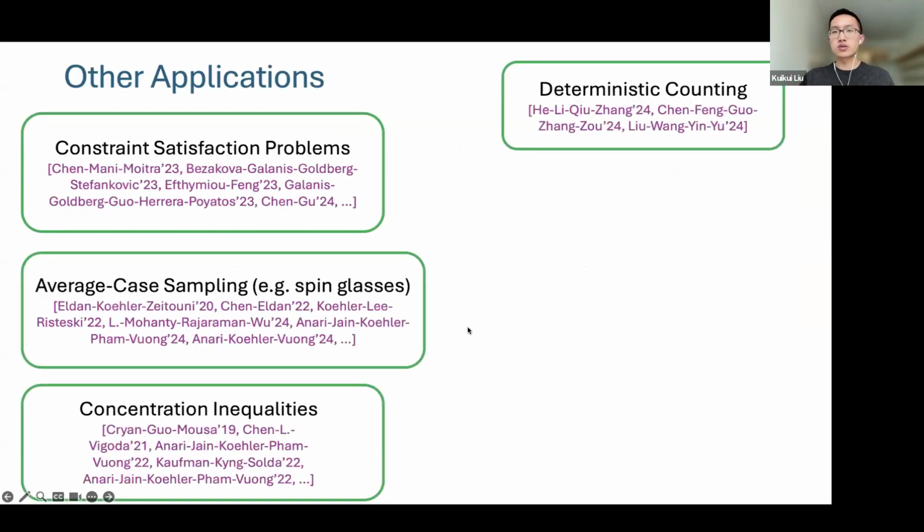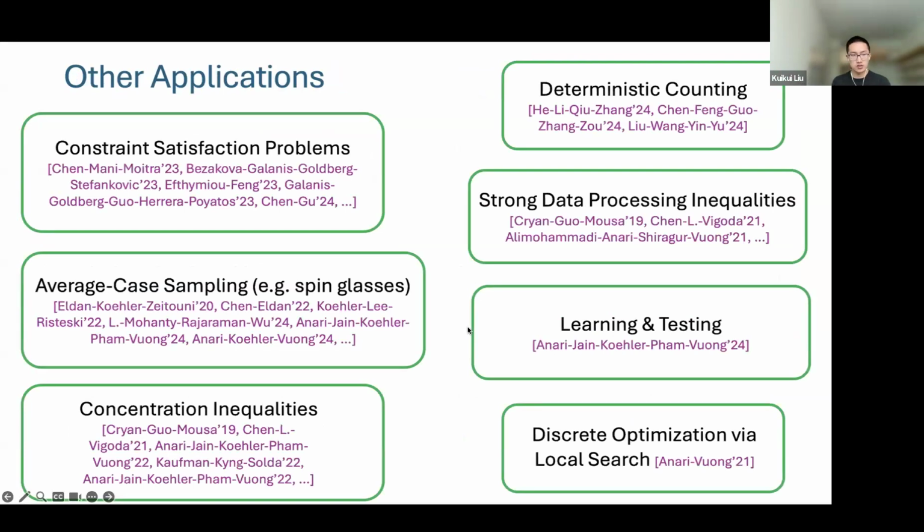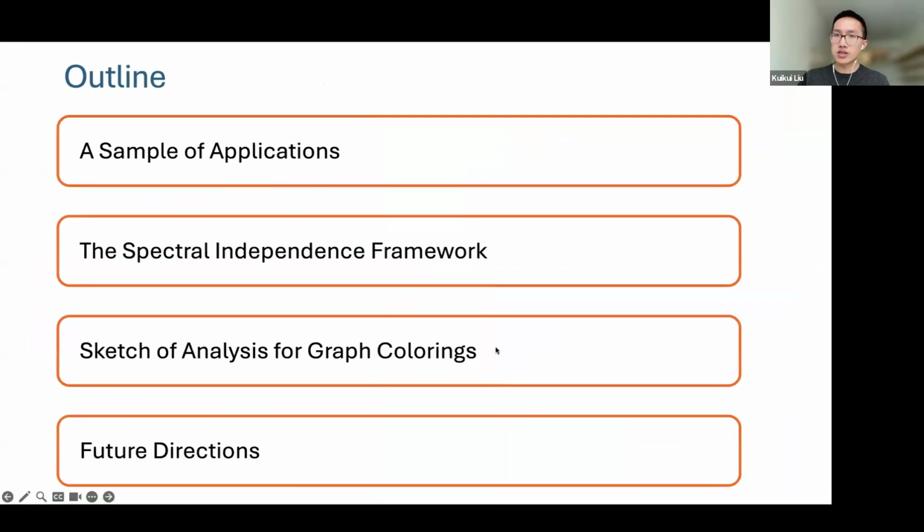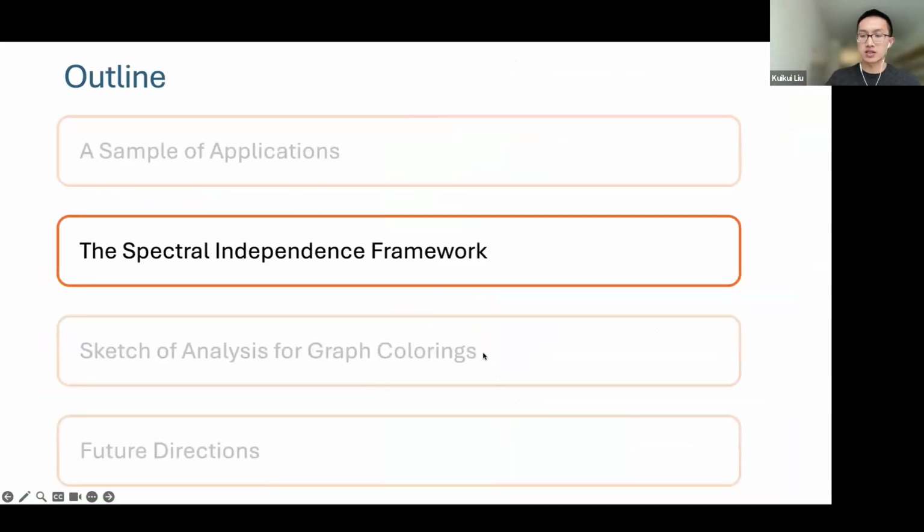Okay. And I guess I won't have time to get into these, but the spectral independence framework has really opened the floodgates to a bunch of other applications. For instance, to sampling solutions to constraint satisfaction problems, to average case sampling problems like spin glasses, to establishing concentration inequalities, and so on, which I won't have time to discuss in this talk. Okay, so that was just a sample of applications. And now I want to tell you about what this spectral independence framework is. Okay.